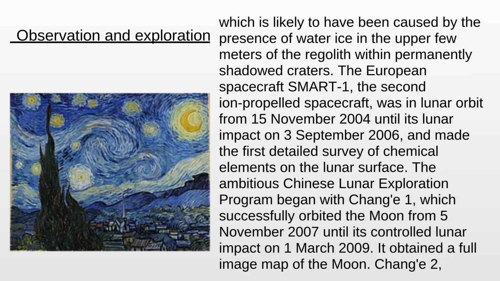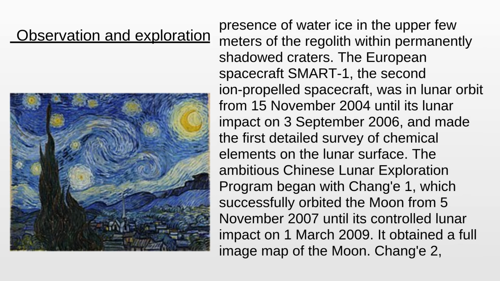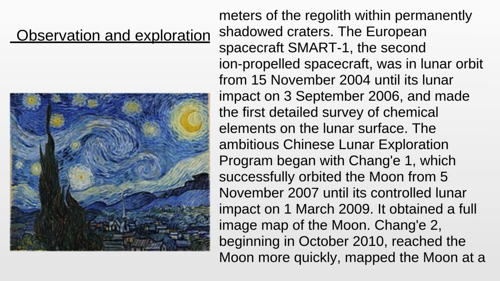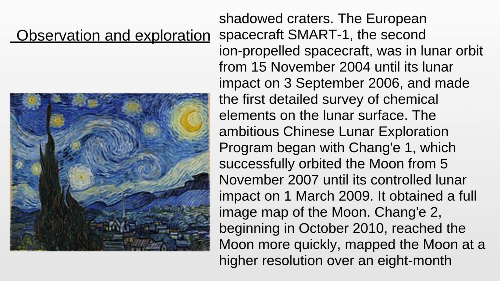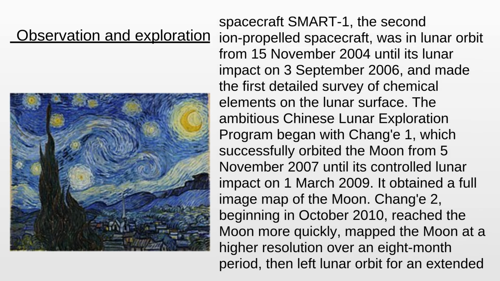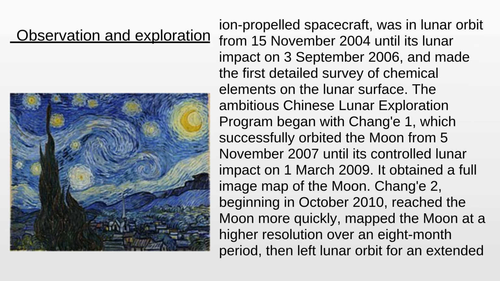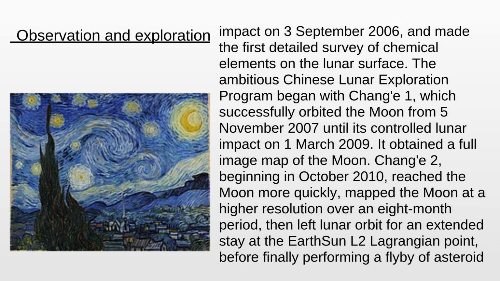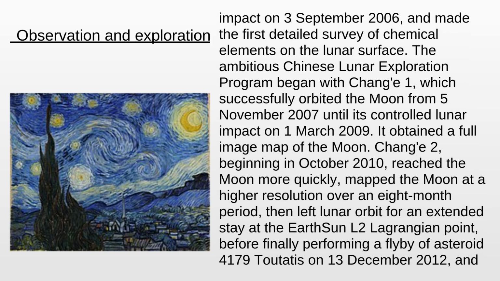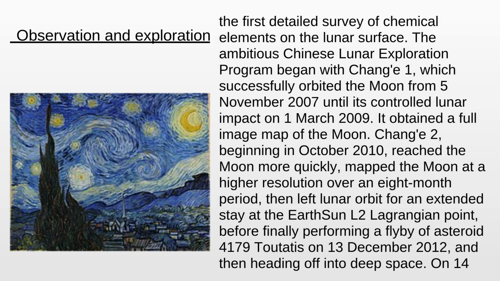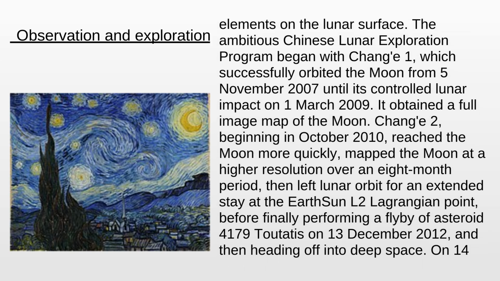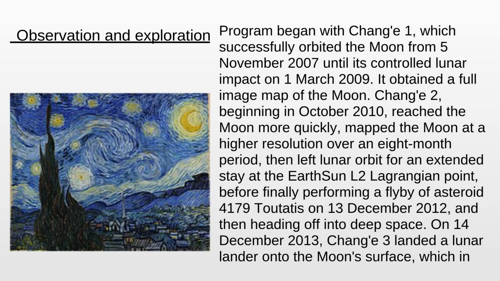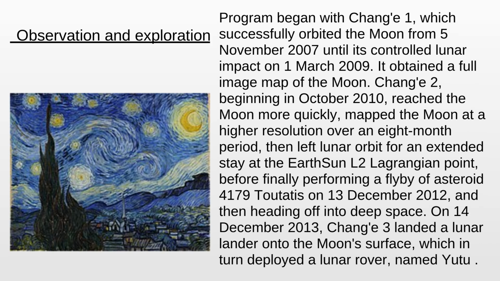The European spacecraft SMART-1, the second ion-propelled spacecraft, was in lunar orbit from November 15, 2004 until its lunar impact on September 3, 2006, and made the first detailed survey of chemical elements on the lunar surface. The ambitious Chinese lunar exploration program began with Chang'e 1, which successfully orbited the Moon from November 5, 2007 until its controlled lunar impact on March 1, 2009. It obtained a full image map of the Moon.